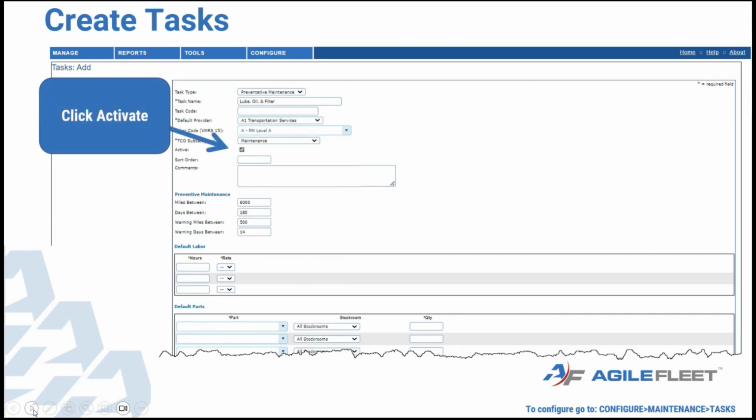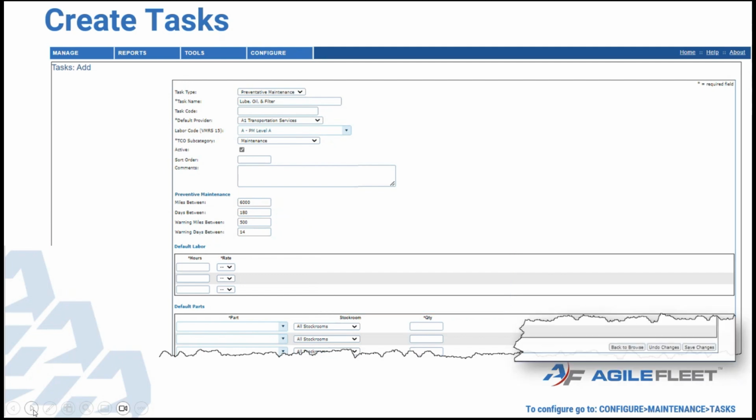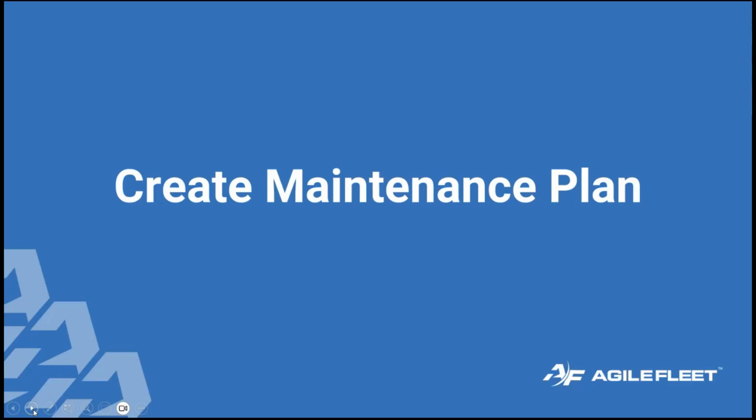You do, of course, want to make sure that you activate this task. If you don't activate it, it's not going to be something that you can have accessible at your fingertips while going through the work order process. And then also, this is a section where you set that frequency for the service and the warning miles. Make sure that you hit save. Always want to make sure you do that, otherwise you just went through a process for no reason.